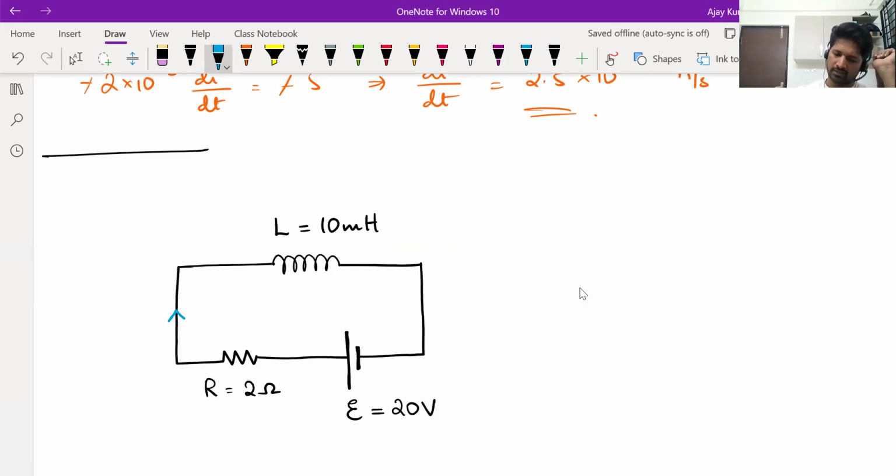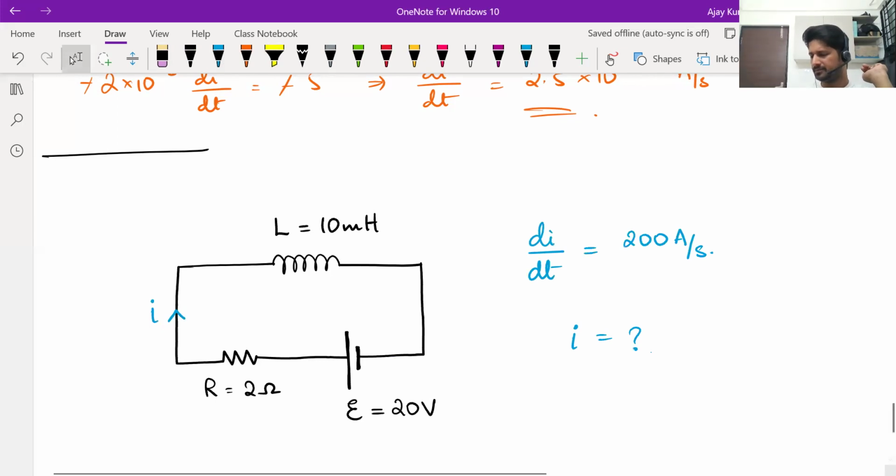Current is flowing this way. It is given to you that current is increasing at a rate, just a moment, let me do some calculation. Okay, 200 amperes per second. Find out how much current is flowing at the moment. Do this.